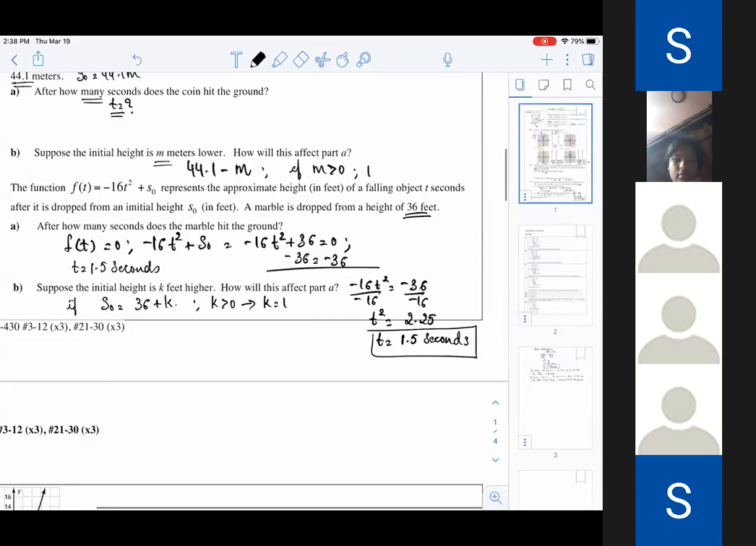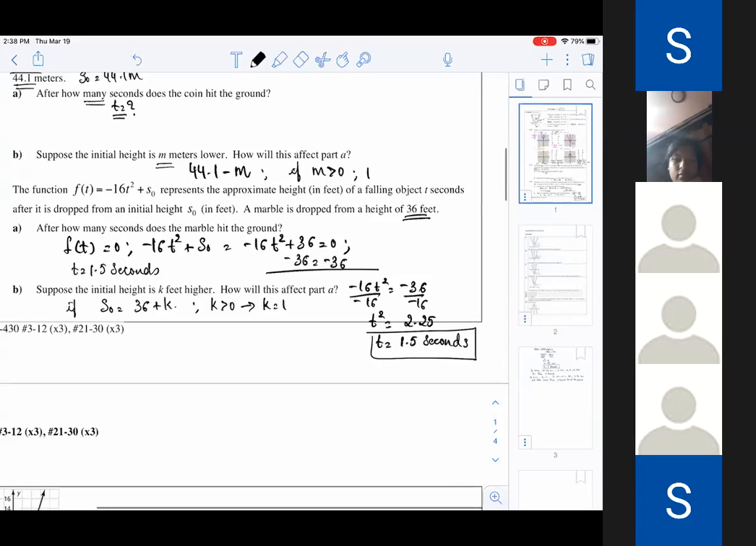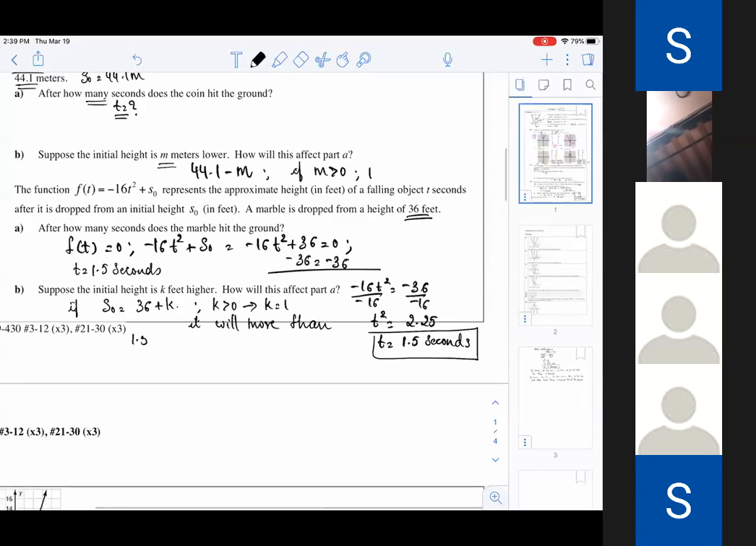When k is 1, your initial height is going to be 36. It was 36. Now, if it is k feet higher, it is going to be 36 plus k. Do you think it will take more than 1.5 seconds or less than 1.5 seconds? More. You can say it will take more than 1.5 seconds to hit the ground. Okay.